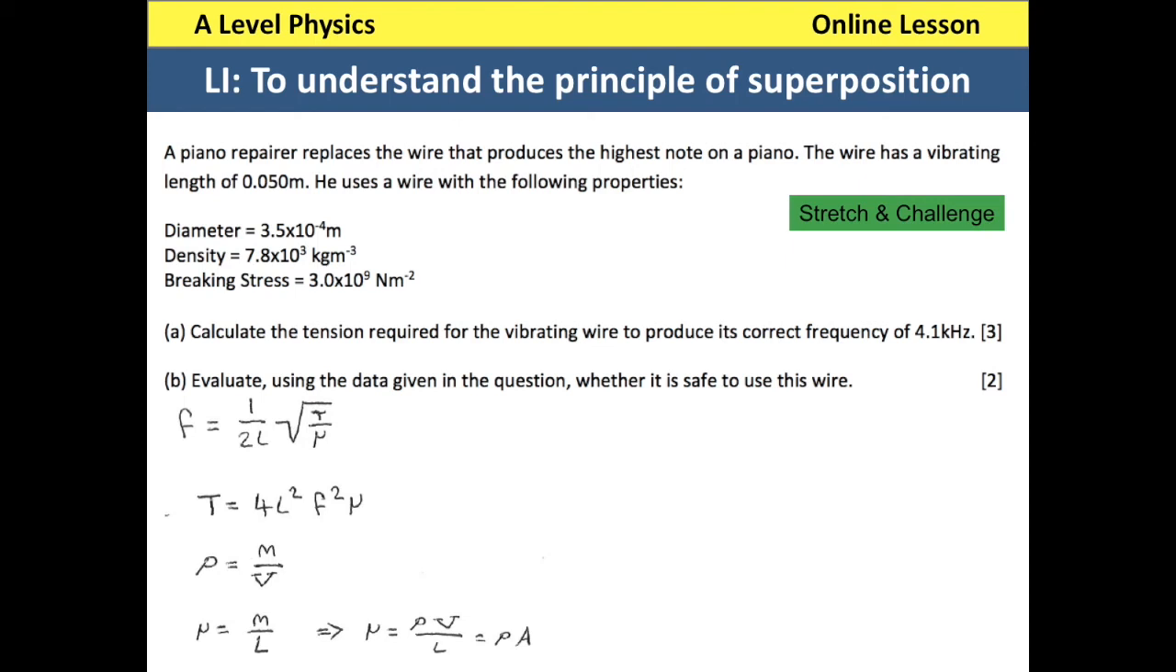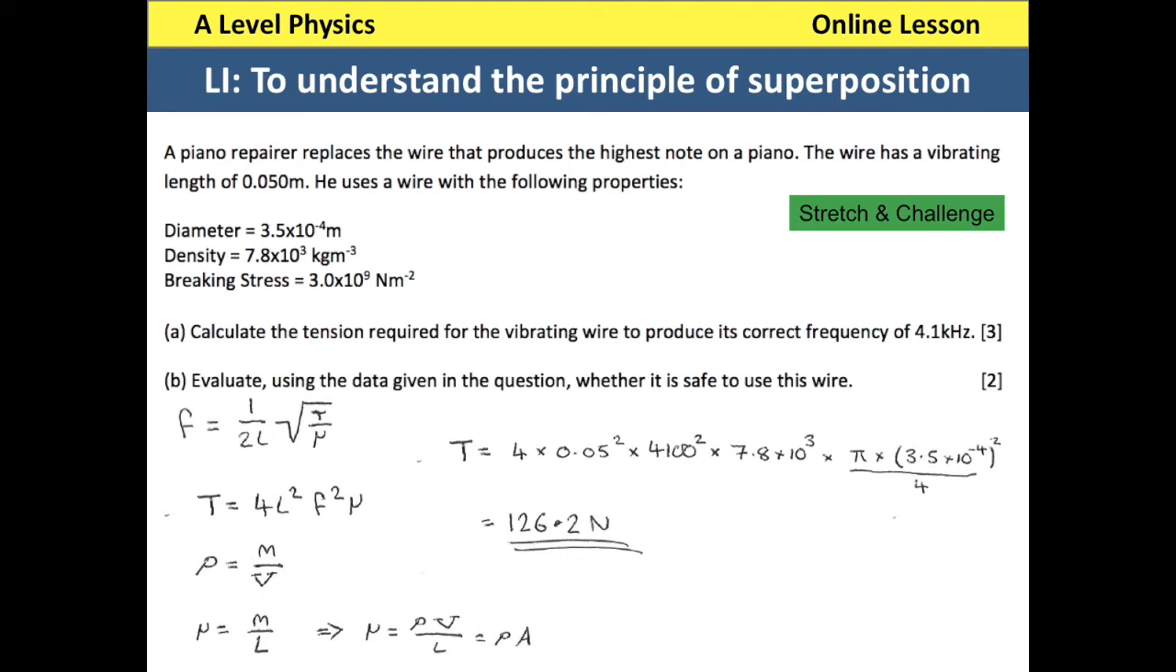Now of course you know that if you do area times length, that gives you volume, so volume divided by length is area. So we can say that the mass per unit length is equal to the density times by the cross-sectional area. Remember that area is pi times diameter squared divided by 4. So we can therefore work out what the mass per unit length is.